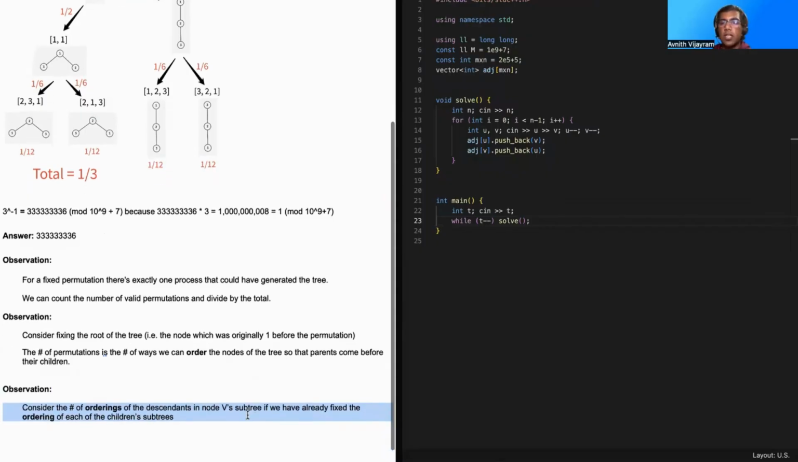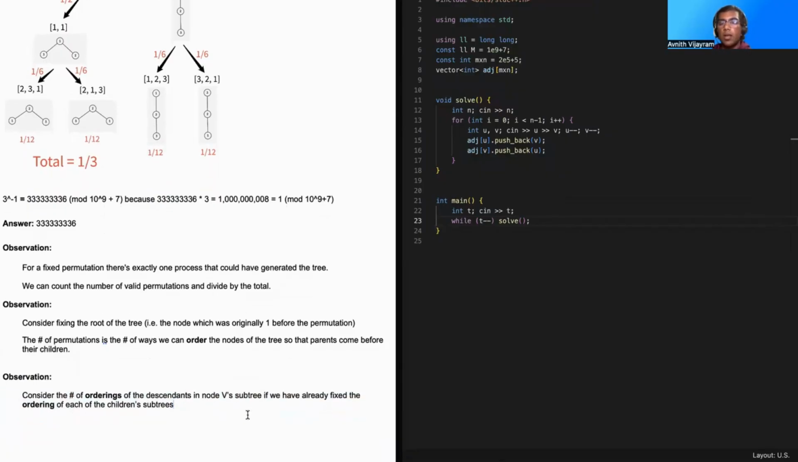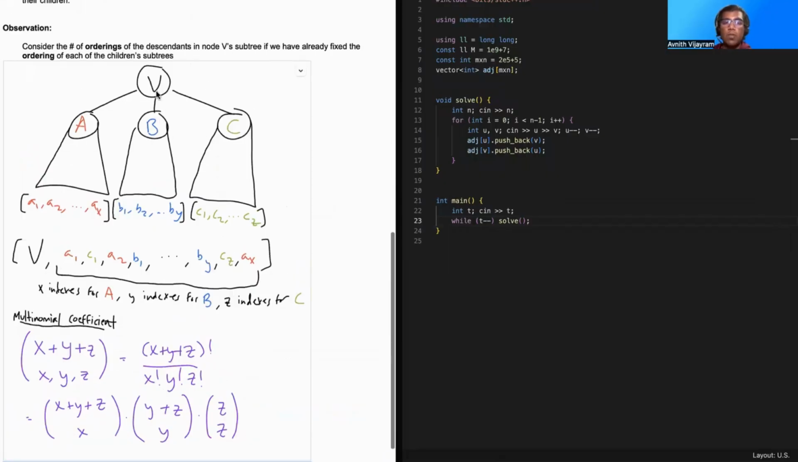So essentially consider a fixed node V and all the nodes in its subtree. And assume we already know the order, we fixed the order of all of the children's subtrees. So to visualize this, let's say we have a node V with 3 children, A, B, and C. And let's say for each of the subtrees of A, B, C, we've already picked out an order for each node in that subtree that is valid. So where in that order, all of the parents appear before their children. So that order, let's say, is A1, A2 through AX, B1, B2 through BY, and C1, C2 through CZ. And here X, Y, and Z represent the sizes of each of the subtrees.